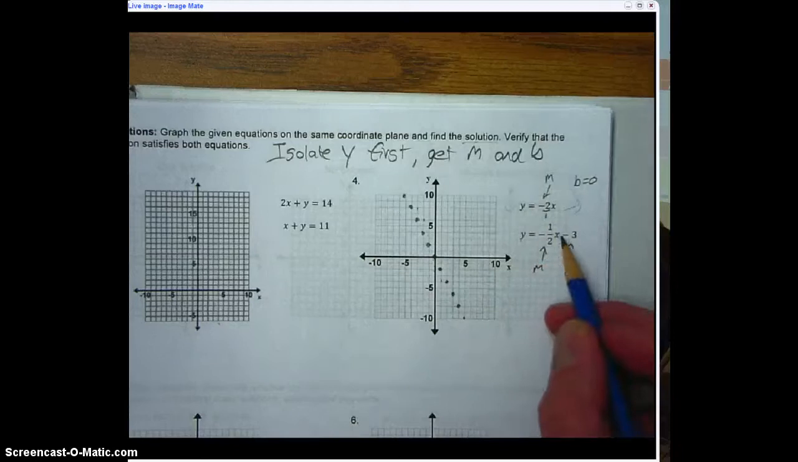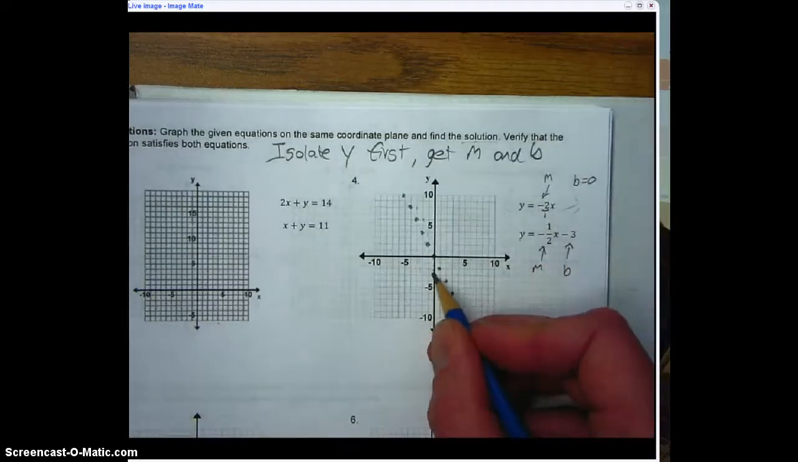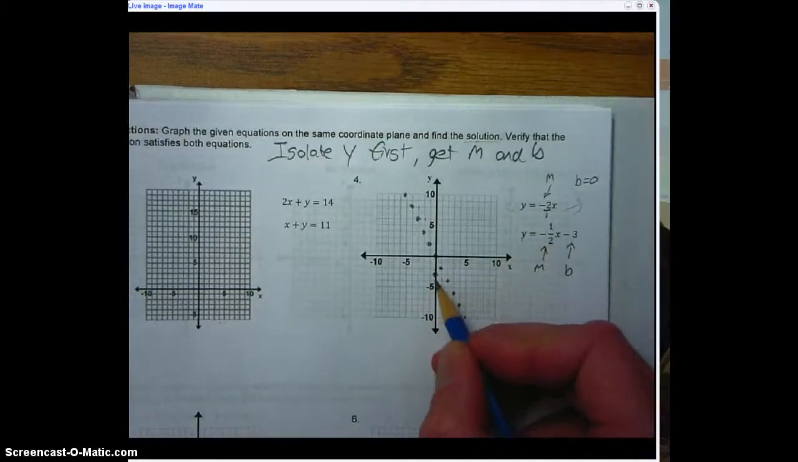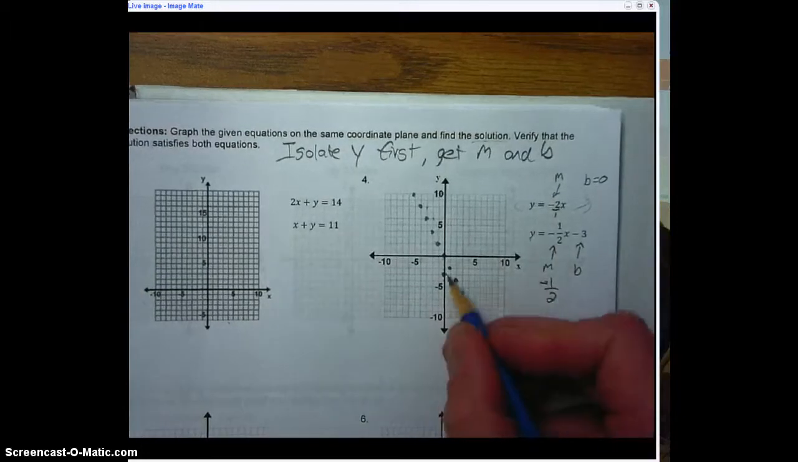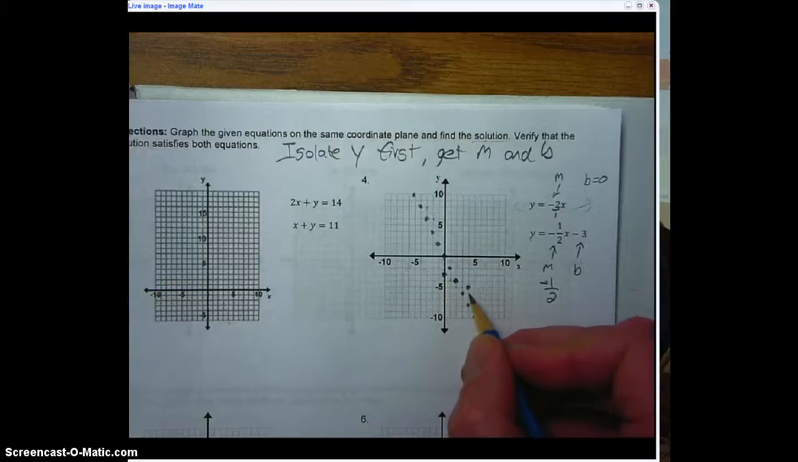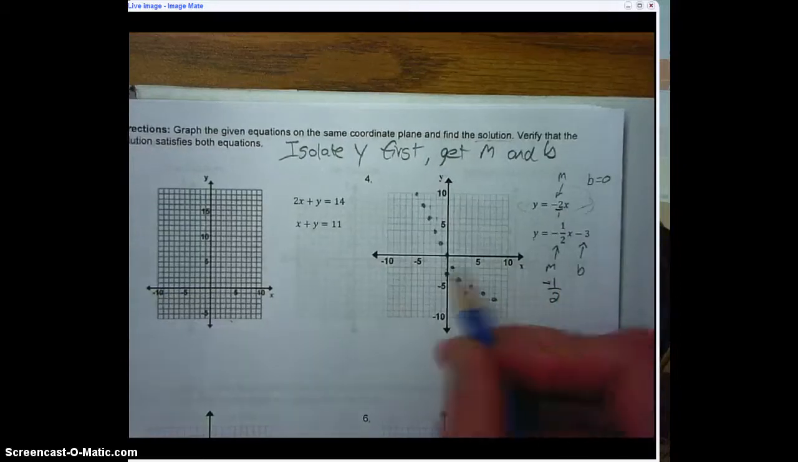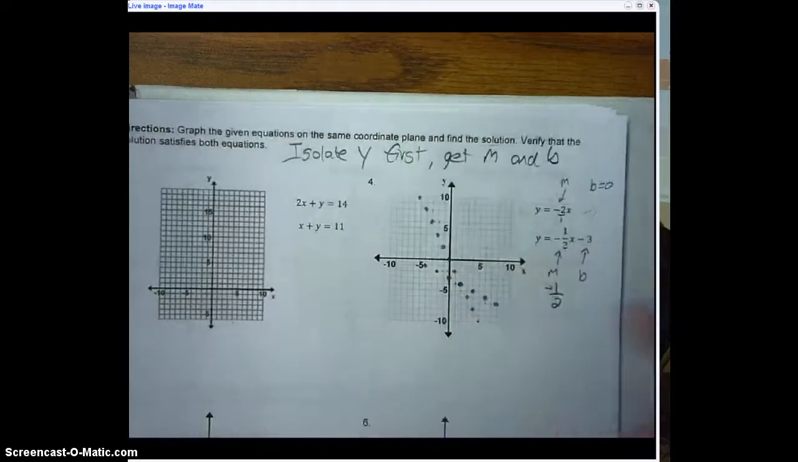Now let's graph that one, which begins at negative 1, 2, 3. And then what does it say to do? It says to go down 1 and right 2. And look what just happened. Down 1, right 2. Down 1, right 2. Continue down 1, right 2. Up 1, left 2, etc.